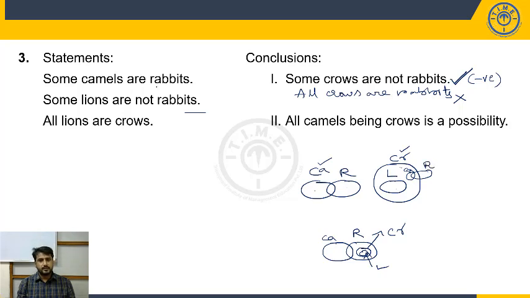Let's check it. Some camels are rabbits. Yes, some camels are rabbits. Some lions are not rabbits. Yes, still some lions are not rabbits. All lions are crows. Yes, all lions are crows. So it is not violating any of the statements.